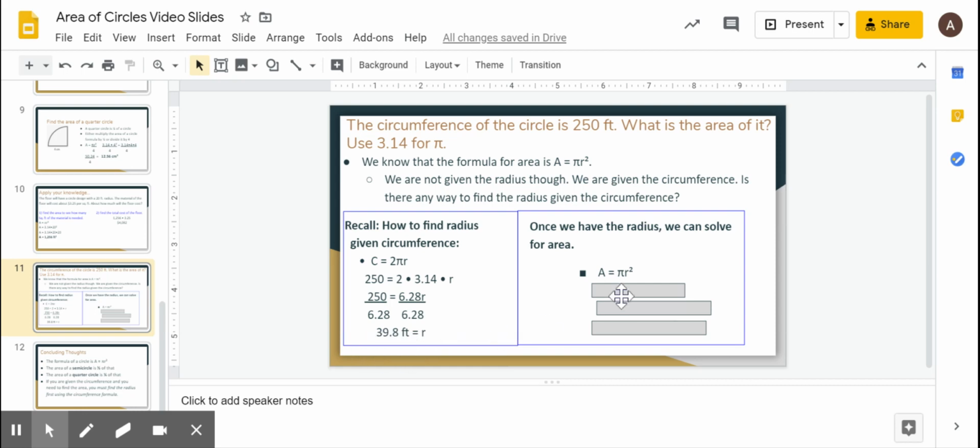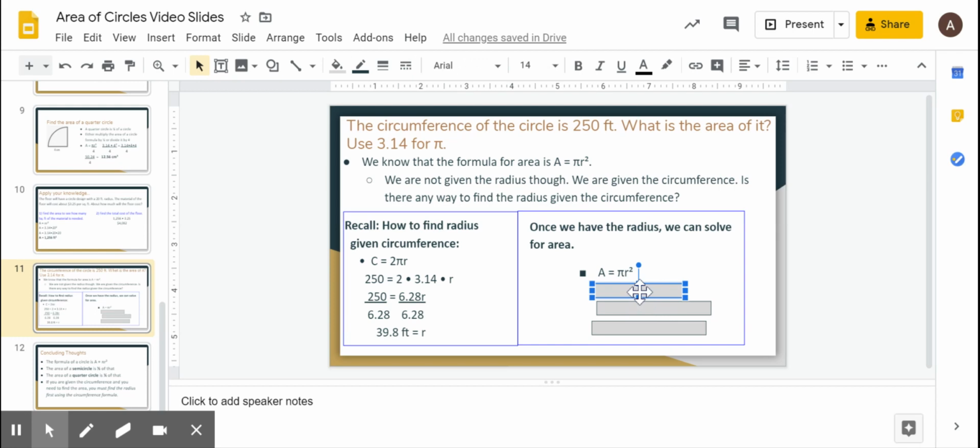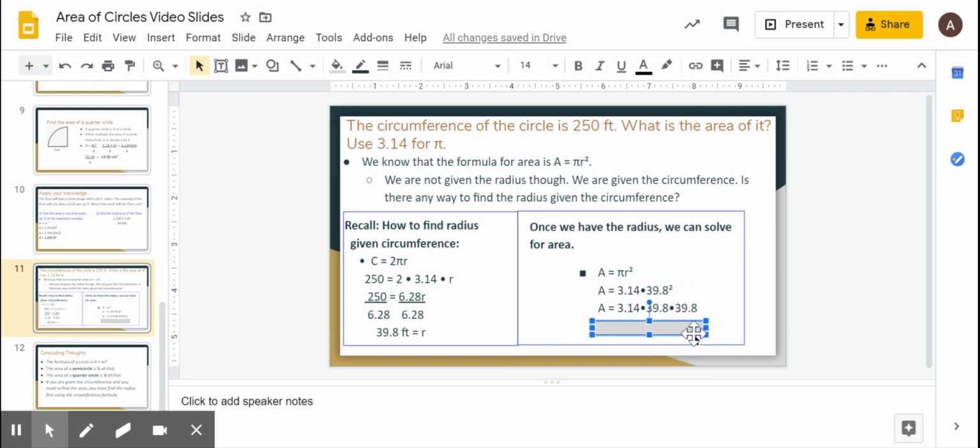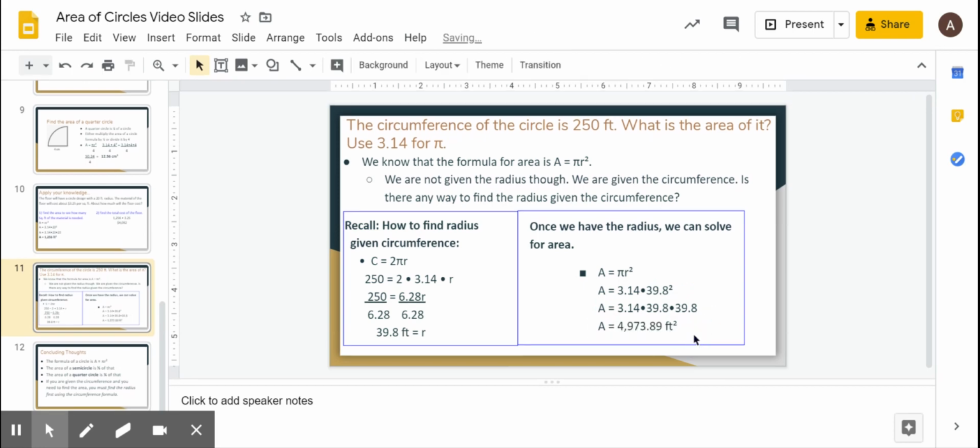Once you have the radius, you can solve for the area, because now you can plug the radius into the area formula. So area equals pi r squared. We plug 39.8 in for the radius. So 3.14 times 39.8 squared. Let's expand that: 3.14 times 39.8 times 39.8. And we end up getting our area to be 4,973.89 feet squared.